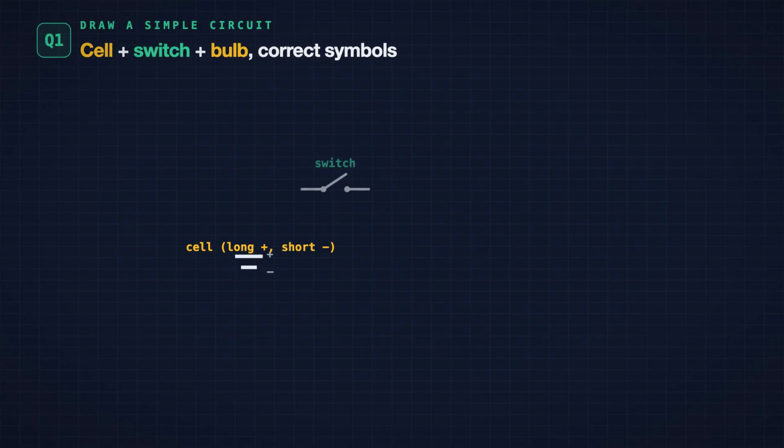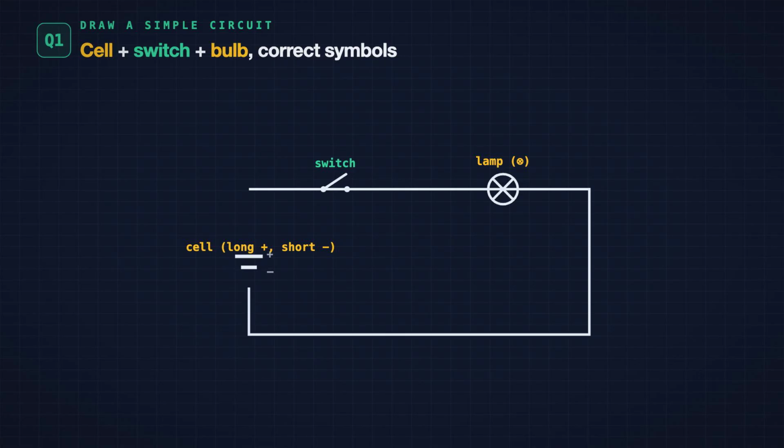Start with the cell on the left. 2 lines, 1 long, 1 short. The long line is positive, the short line is negative. Add the switch, 2 dots, and a little lever. Open means a gap. Closed means current flows. Then the lamp, a circle with a cross inside.